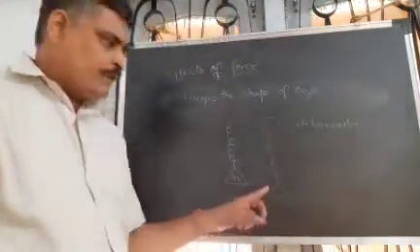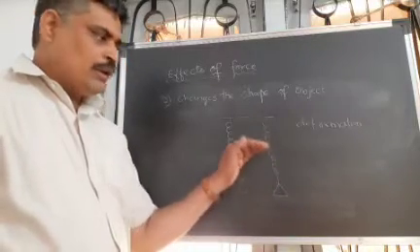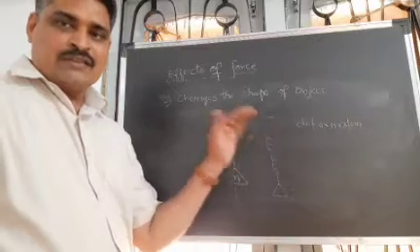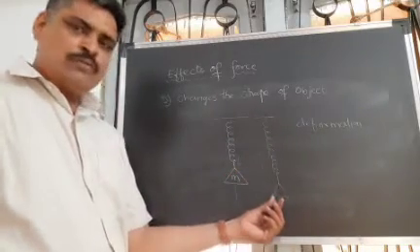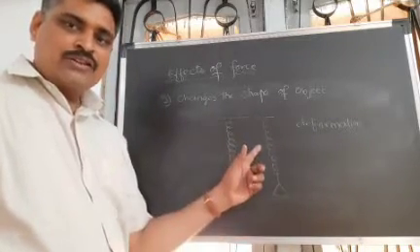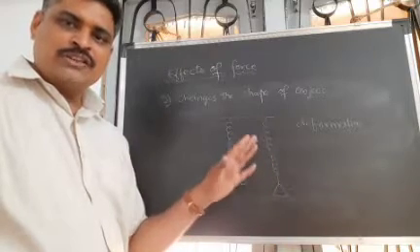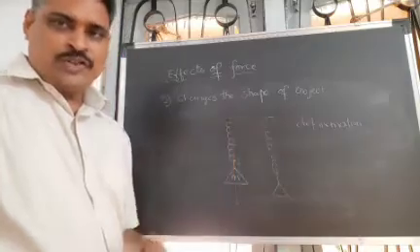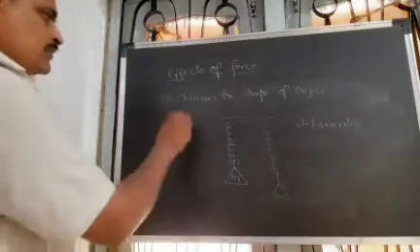When you take out this weight, the spring will again come back to its original shape. The deformation is lost. Suppose you apply more force, the deformation becomes permanent. That is, the change in shape of the spring is permanent. It will not come back to its original shape. Next one, this is one example.